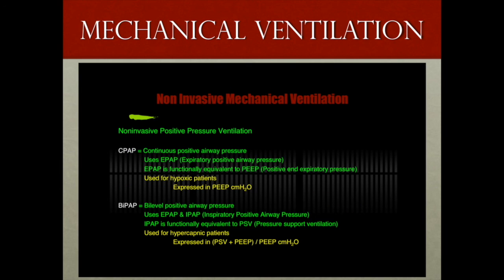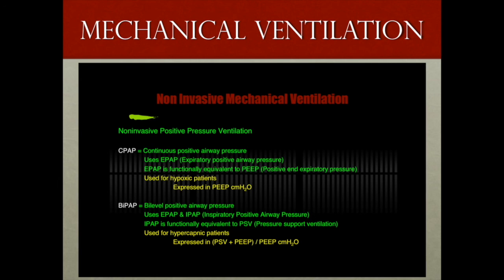For patients who are not intubated, you can still provide mechanical ventilation. However, it is non-invasive because they are not intubated at that point. So non-invasive positive pressure ventilation comes in two forms, CPAP and BiPAP. CPAP is continuous positive airway pressure, and the pressure applied is what is called EPAP, expiratory positive airway pressure. And EPAP is functionally equivalent to PEEP when a patient is on a ventilator. It is expressed in centimeters of water, and it is used to correct for hypoxia because it will increase your mean airway pressure and time for oxygenation exchange.